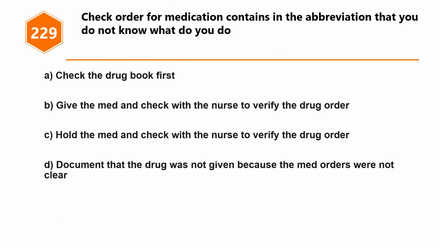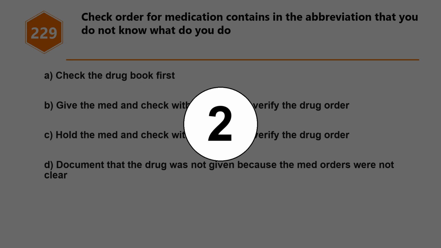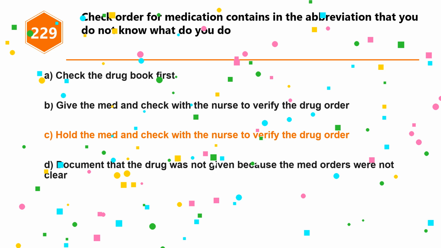Question 229. The order for medication contains an abbreviation that you do not know. What do you do? Option A, check the drug book first. Option B, give the med and check with the nurse to verify the drug order. Option C, hold the med and check with the nurse to verify the drug order. Option D, document that the drug was not given because the med orders were not clear. The correct answer is option C, hold the med and check with the nurse to verify the drug order.